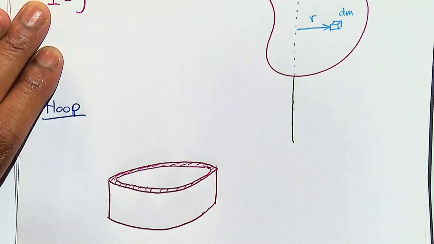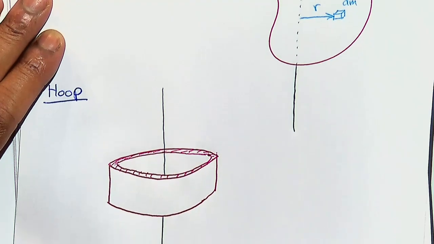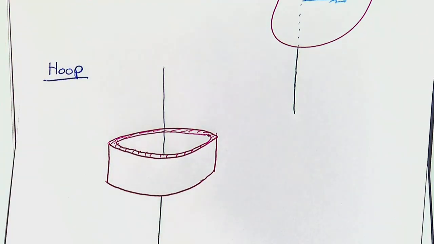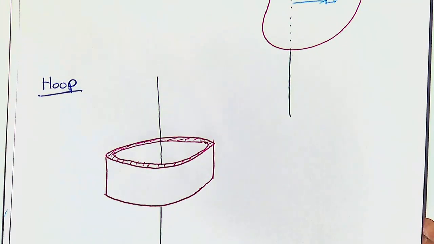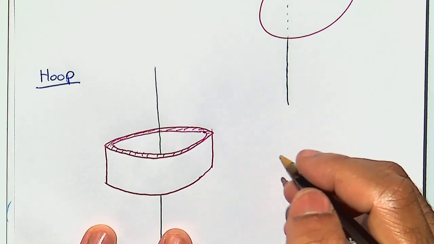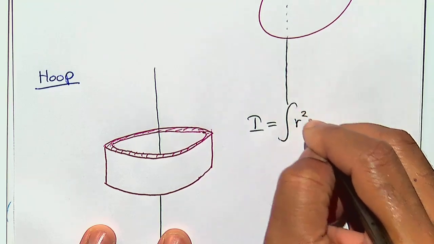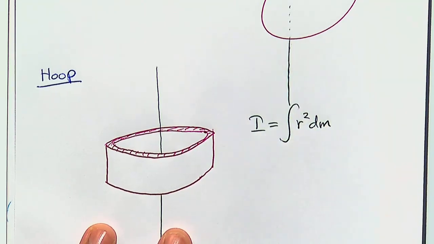And I want to find the moment of inertia through this long axis right here. I want to know what the moment of inertia is through here. How do I do this? It's not a bunch of particles, it's an extended object. So what I have to do is use the integral form, the integral of r squared dm.